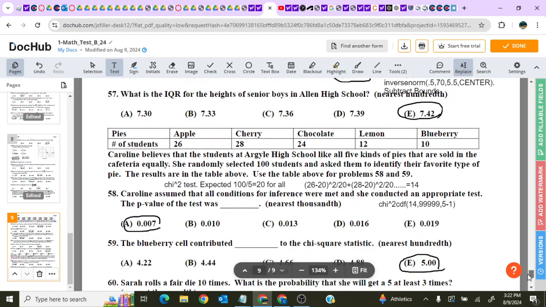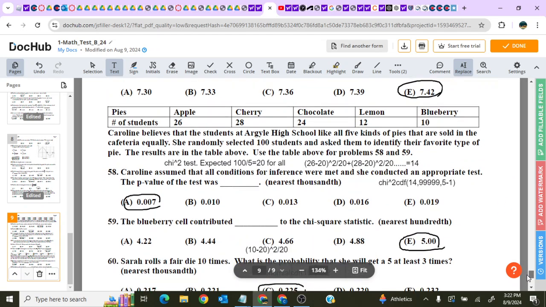58, a chi-square test. This is kind of fun. They believe that the pies are sold equally, and they randomly select 100 students to ask them to identify their favorite type of pie, and the results are mentioned above. What is the p-value of her chi-square test?